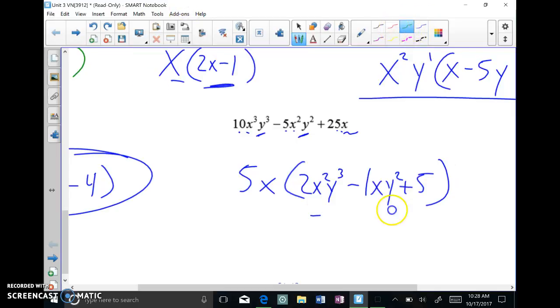And then we should be able to look at this and say there's no common factors here. You know, 2, negative 1, 5, you can't divide them all by anything besides 1, but that doesn't do anything. They don't all have x, because this doesn't. They don't all have y, because this doesn't. So that is it, and that's as far as we're going to go here.